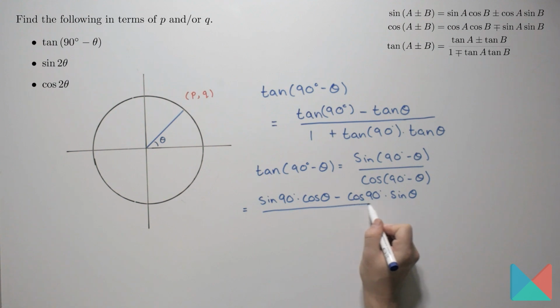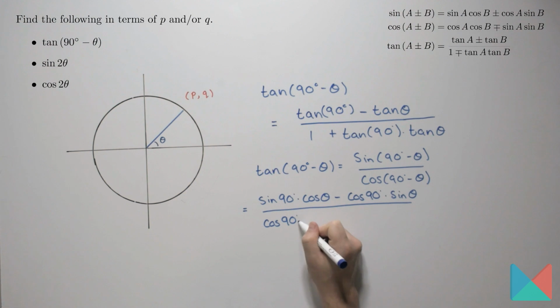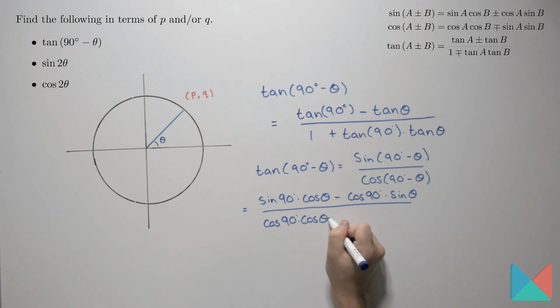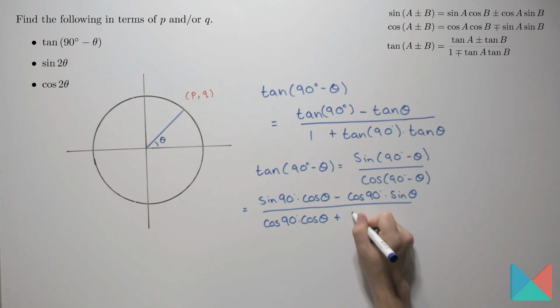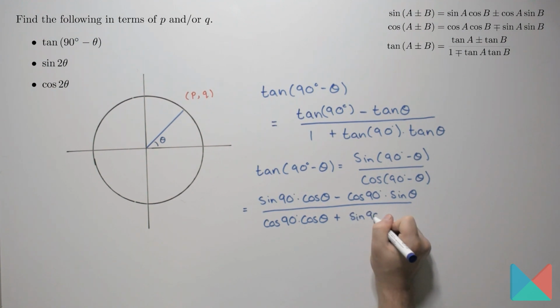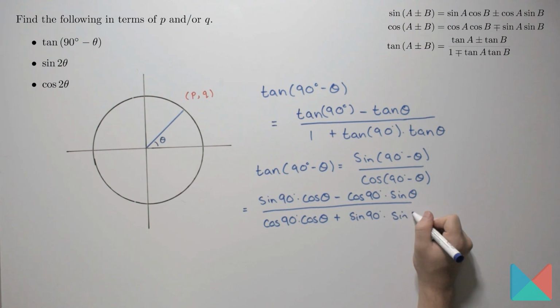And we're dividing by cos of 90 take theta, which we can use the angle difference identity for cosine. So this will be cos of our first angle, cos of 90, times cos of theta. And because we got to subtract, we did the opposite. It would be plus sine of 90 times sine of theta. And now we can use our exact values to make some simplifications.